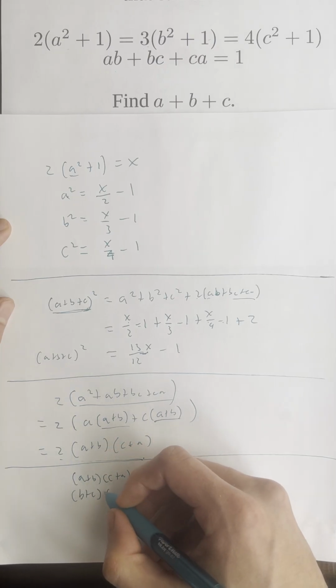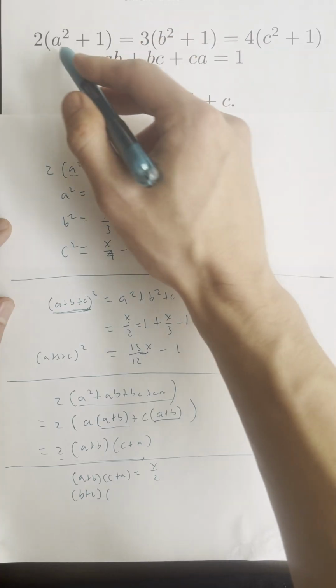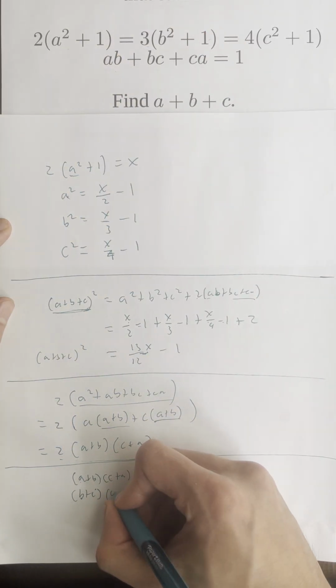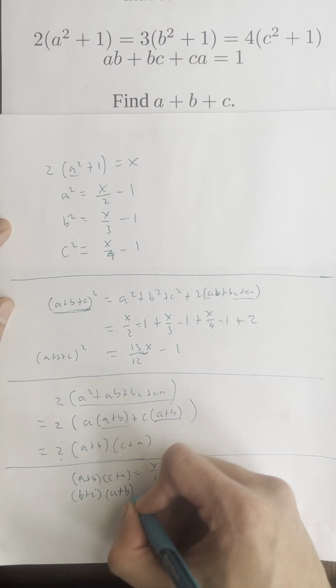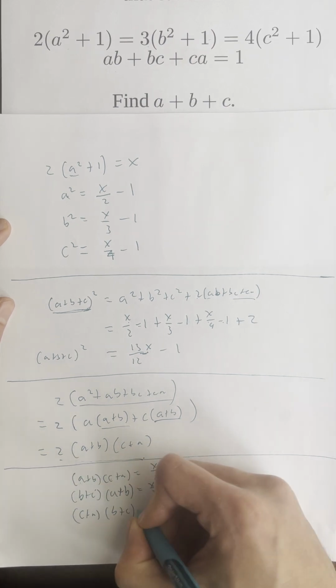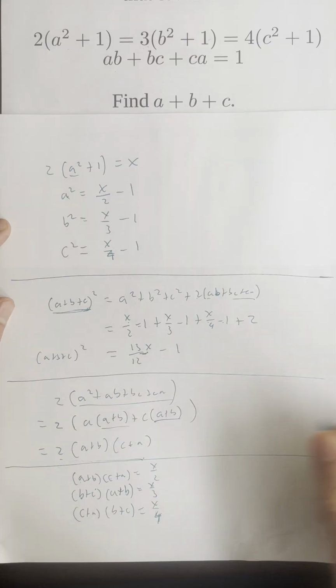Okay, so the next letter, to go from a to b, you just go to the next letter. After c, cycle back to a because there's no d. Okay, and then (c plus a) times (b plus c) is equal to x over 4.